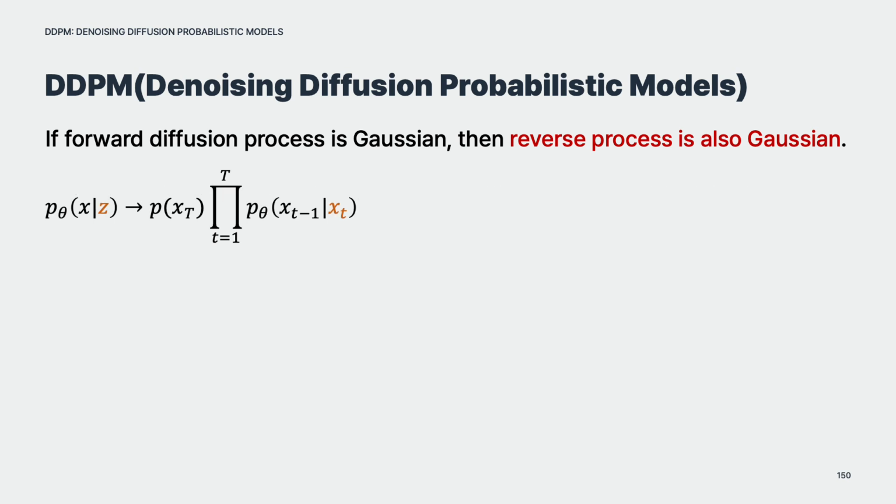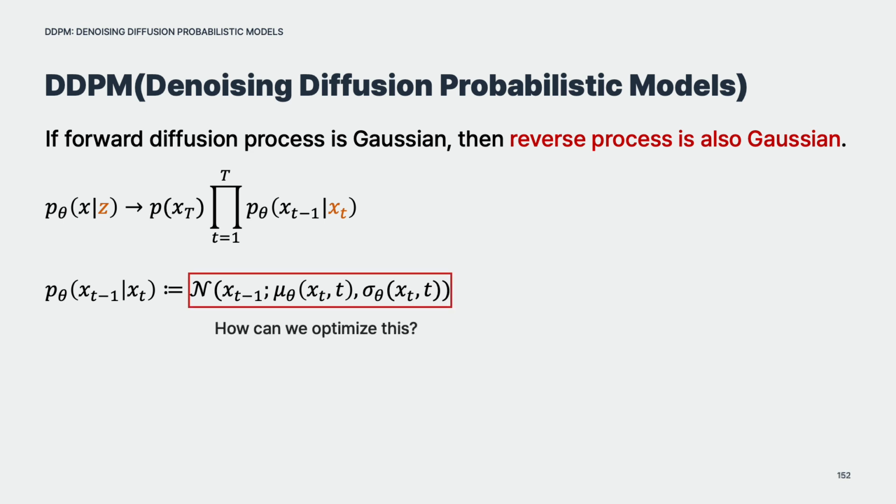Therefore, the process of starting from the latent and gradually recovering the original image is equivalent to estimating p theta of x given z. In DDPM, this corresponds to a step-by-step backward process, where at each step, the model predicts the previous noisy image from the current one, as shown in the equation below, using a Gaussian distribution for each transition. So how can we optimize this procedure?